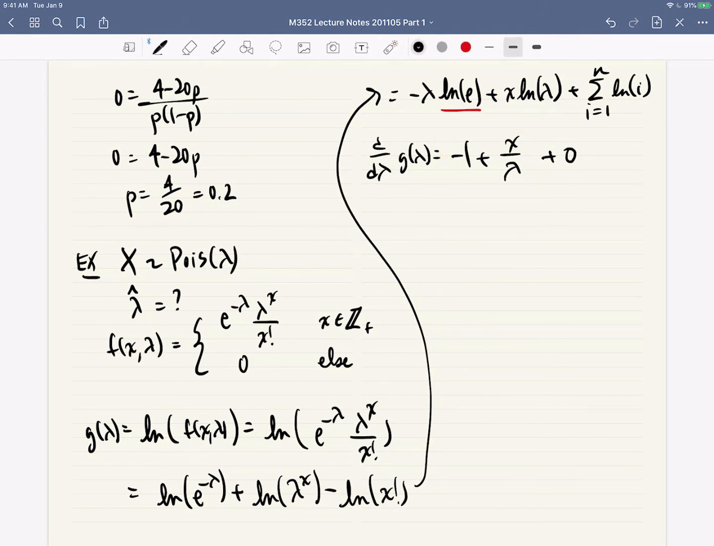Set it equal to 0. And let's solve for lambda. And we get lambda equals x. So we say that given an observation of a random variable, our maximum likelihood estimator is going to be that value.